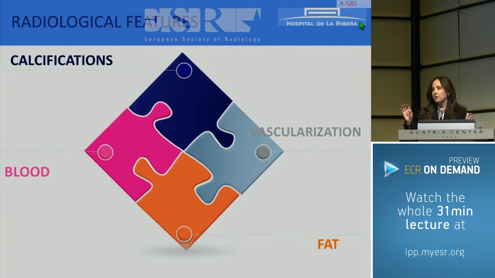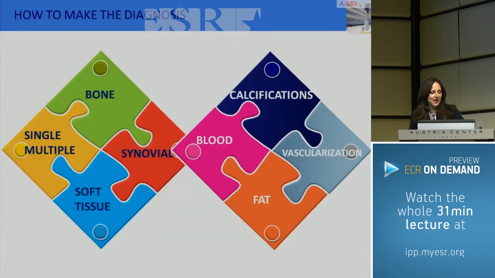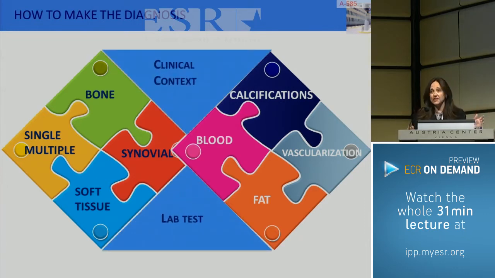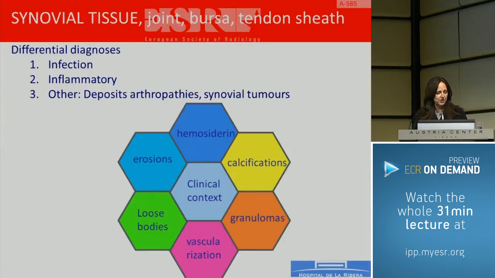The second is the radiological features, and the most important is whether we can find calcifications, whether we can find blood, how the vascularization is, or whether we can find some fat. And together, what's the missing link? How can we make the diagnosis? Well, what we are missing is the clinical context and the lab test. And with this, we will be able to make the diagnosis in the hand and wrist in almost 80% of the cases. And that's what we are going to discuss, especially in the soft tissue tumors.